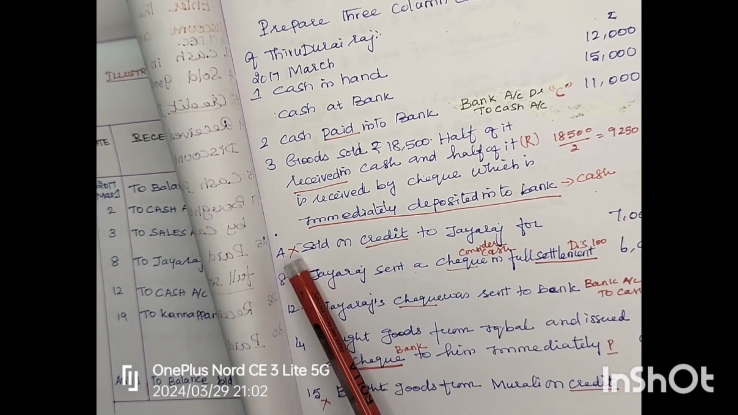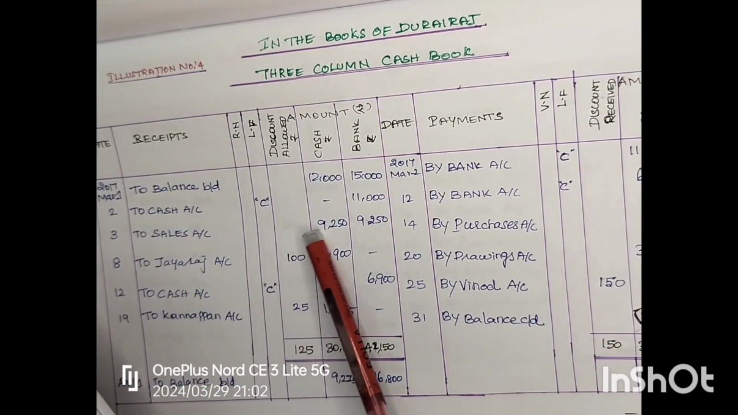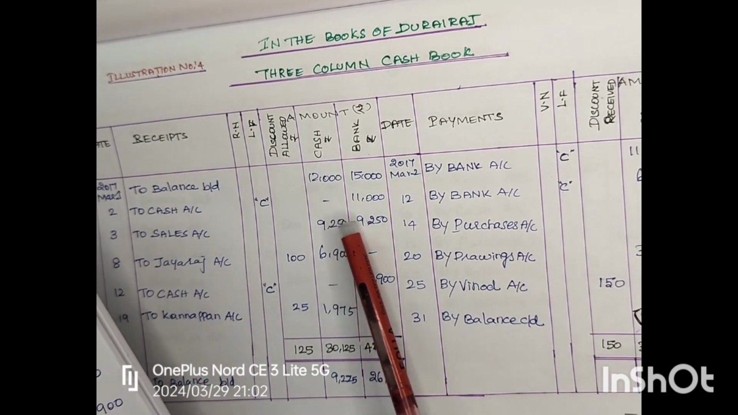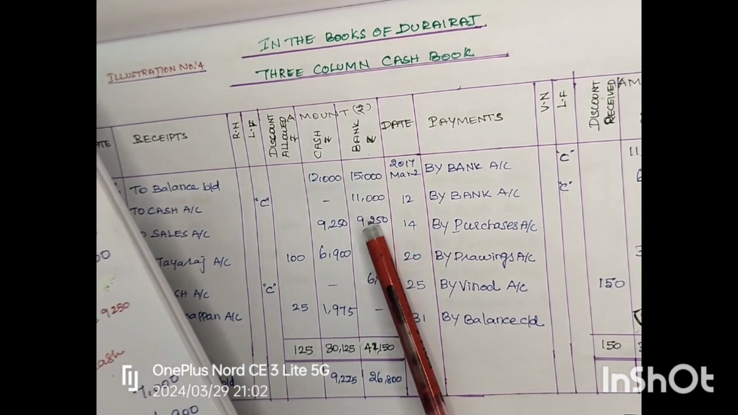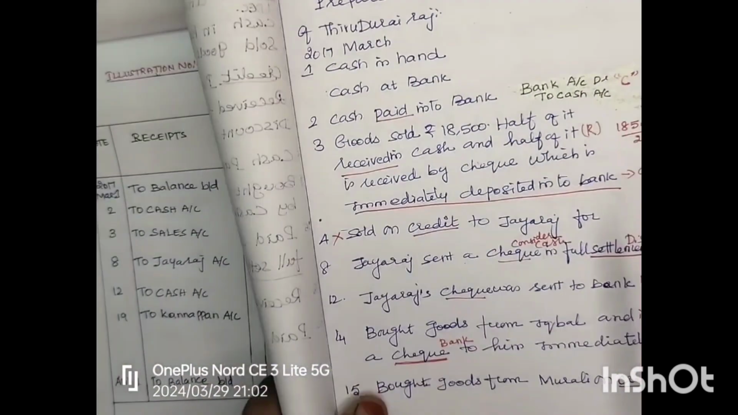Okay, let's see another transaction. So you entered to sales account 9,250 in the cash column and 9,250 in the bank column on the debit side, which means the receipt side.